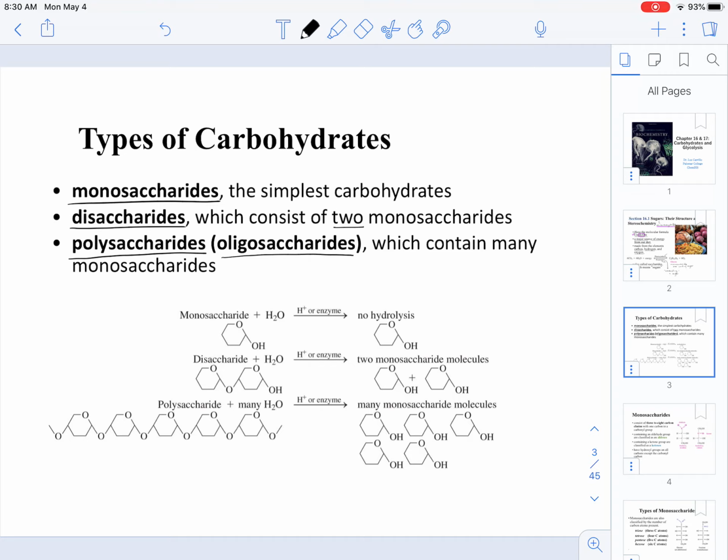Now, one of the things that we need to keep in mind is that these sugars can undergo the process of hydrolysis, but notice that only disaccharides and polysaccharides can be hydrolyzed. The reason why monosaccharides do not undergo hydrolysis, whether with acid and water or enzymatic, is because you already have one unit of sugar, so you cannot hydrolyze it into something different. So understand that disaccharides can be hydrolyzed enzymatically or in the presence of acid to produce the two monosaccharide molecules present in the molecule, and polysaccharides, with many molecules of water through acidic or enzymatic conditions, can produce many monosaccharides. We also have trisaccharides and tetrasaccharides, but we are not going to be discussing those in this chapter.